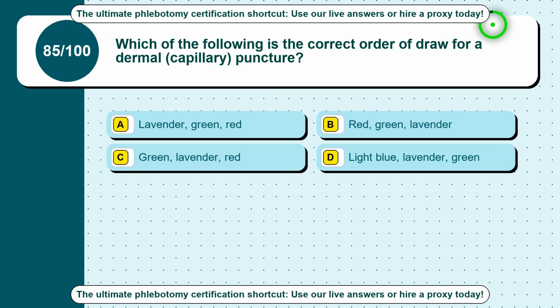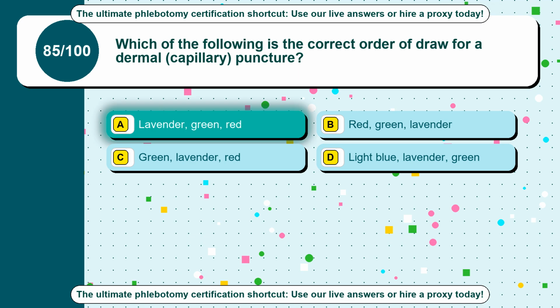Question 85. Which of the following is the correct order of draw for a dermal, capillary, puncture? Option A, lavender, green, red. Option B, red, green, lavender. Option C, green, lavender, red. Option D, light blue, lavender, green. The correct answer is option A, lavender, green, red.